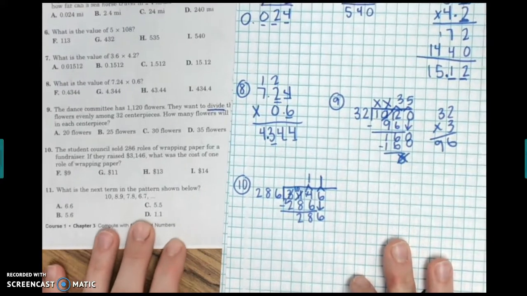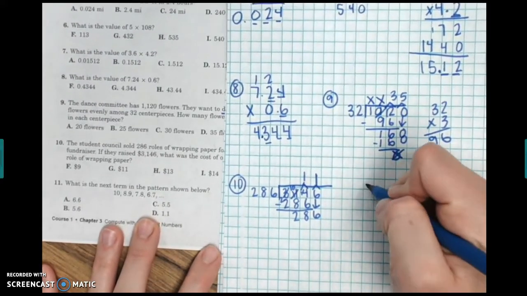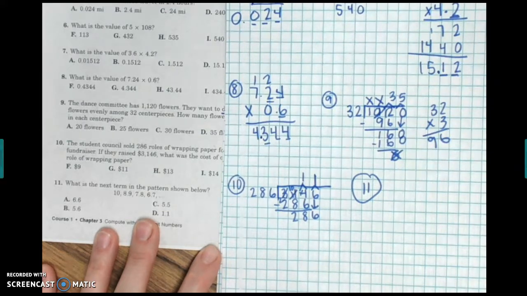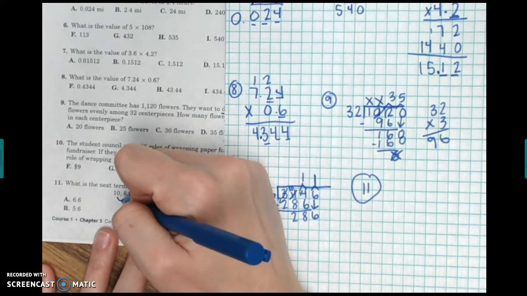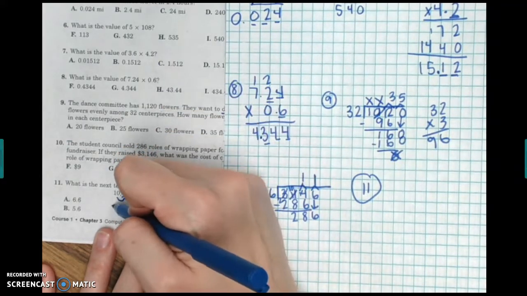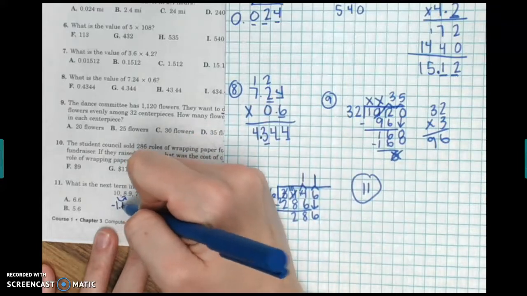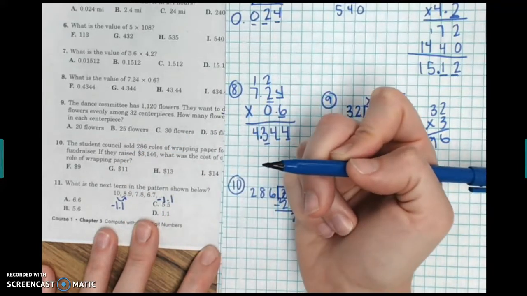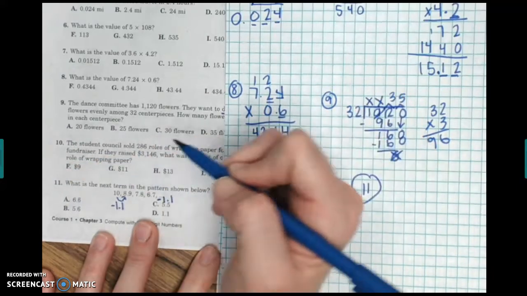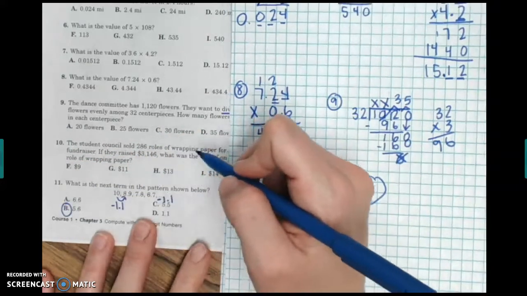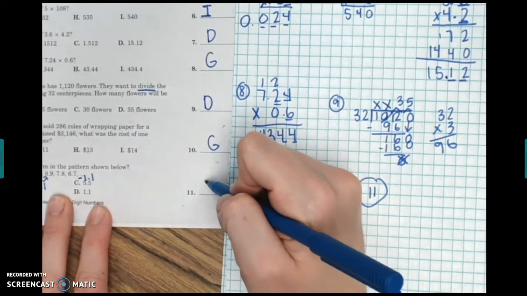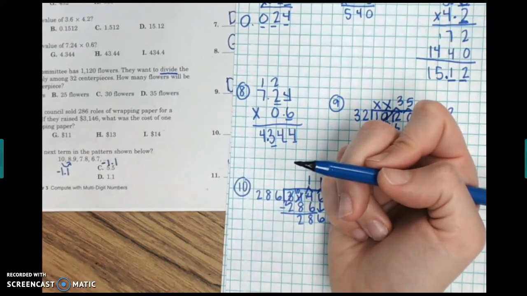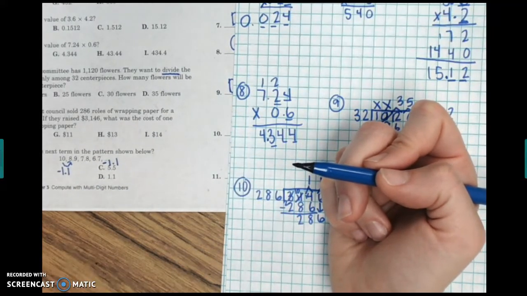Okay, number 11. We haven't done a problem like this before. But that's okay. What is the next term in the pattern below? So, how do I get from, what are we going to subtract here? 1.1. 1.1. So 6.7 minus 1.1, we get a 5.6. It's actually just common sense. Because it kind of counts down, doesn't it, too? 8, 9, 7, 8, 6, 7.